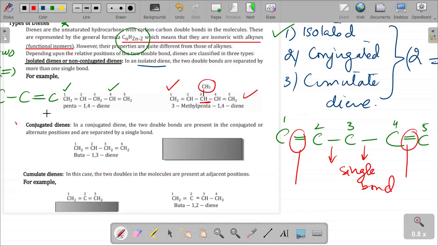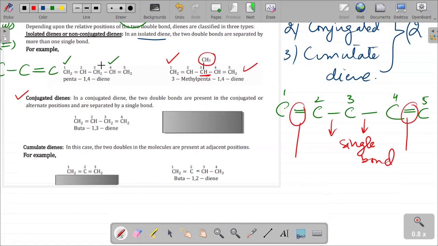In a conjugated diene, the two double bonds are present at conjugated or alternate positions and are separated by a single bond, right? This means that the double bond and single bond are present on alternate positions. For example, buta-1,3-diene, in which we see that double bonds are present on alternate positions. The first bond is a double bond, then we have a single, then again a double.